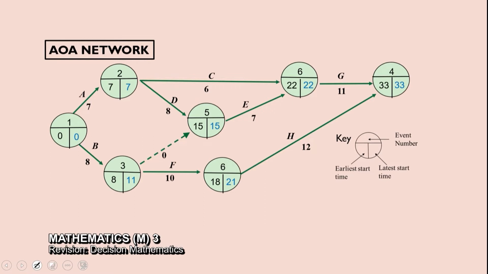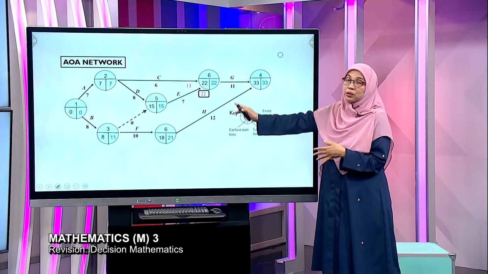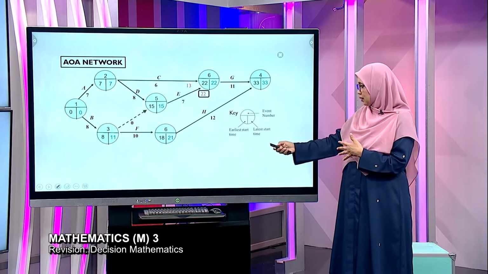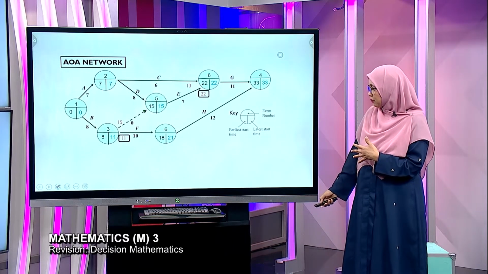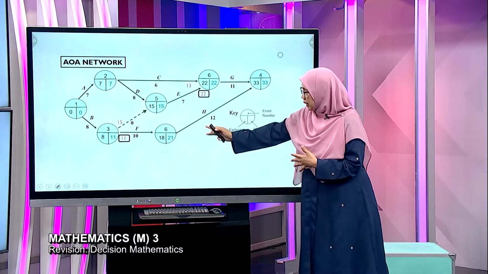And then again, for the start time it is the same, we do a forward pass. This is called the forward pass. We have 2 entering activities for early start time for G. We have 13, 22, choose the longest. And here, latest start time for activity B.